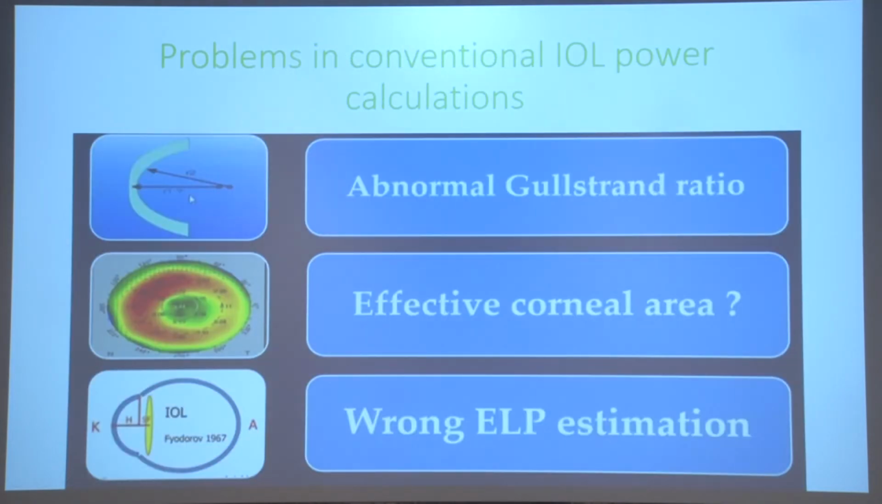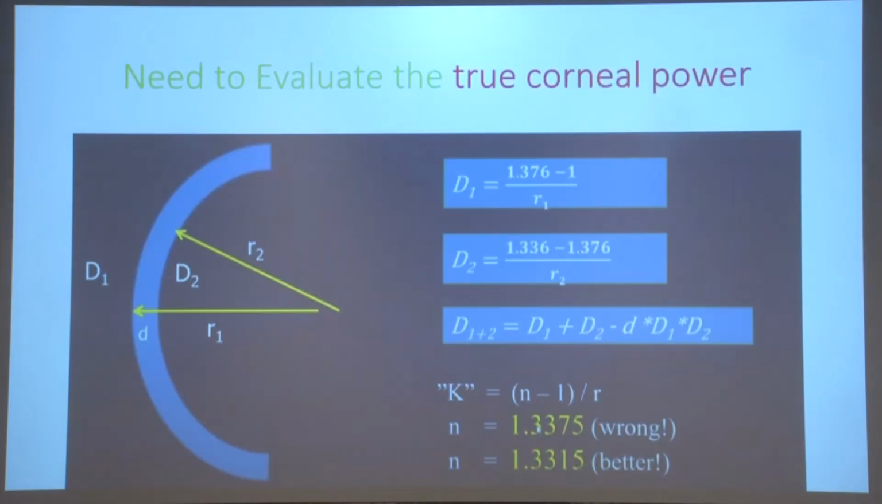What are the problems if we use the conventional IOL power calculations? Well, like I showed in the previous slide, there is an abnormal Gullstrand ratio. Effective corneal area, well, this is something very important: whether you are measuring which part of the cornea or whether you are interpolating the data in the visual axis. And of course, the wrong effective lens position estimation.